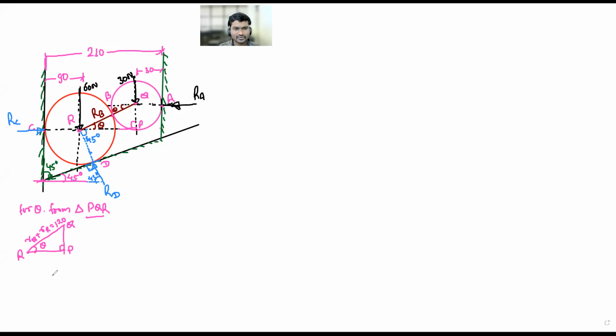ओके. सो आय वुड लाईक टू राईट हिअर. थोडंसं मी साईडला लिहितो. RP is equal to 210 minus AQ minus CR, that is equal to 210 minus AQ is 30, that is the radius of upper sphere, minus CR is the radius of lower sphere, that is 90. So how much is it now? 90. It's 90 millimeters.